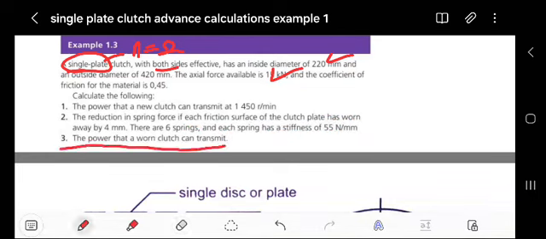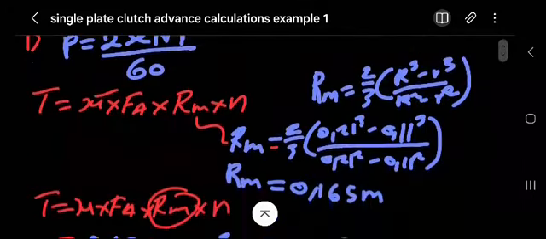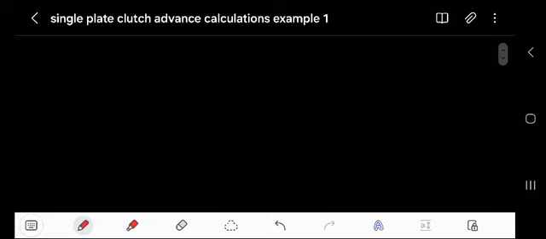So the power now says calculate the power that a worn clutch can transmit. You must be very careful now. First we used new, now it's worn. Now this is a uniform wear theory. We're dealing with the wear theory there. The power that the worn clutch can transmit, must be very, very careful. Then number 3 there, must be very careful.